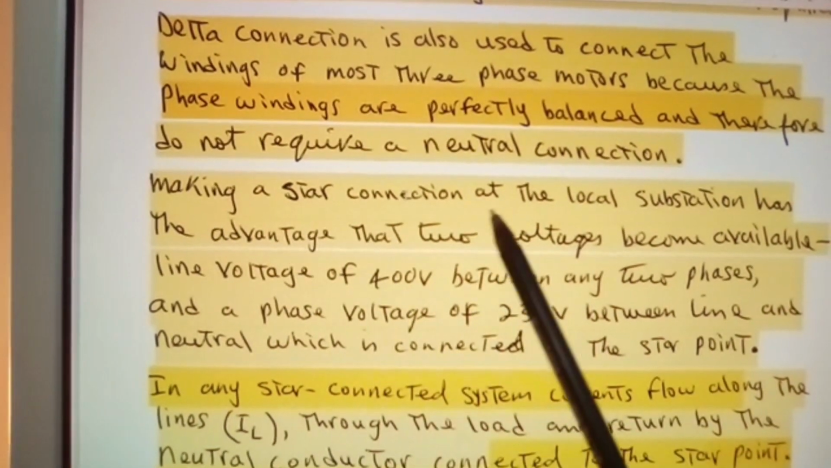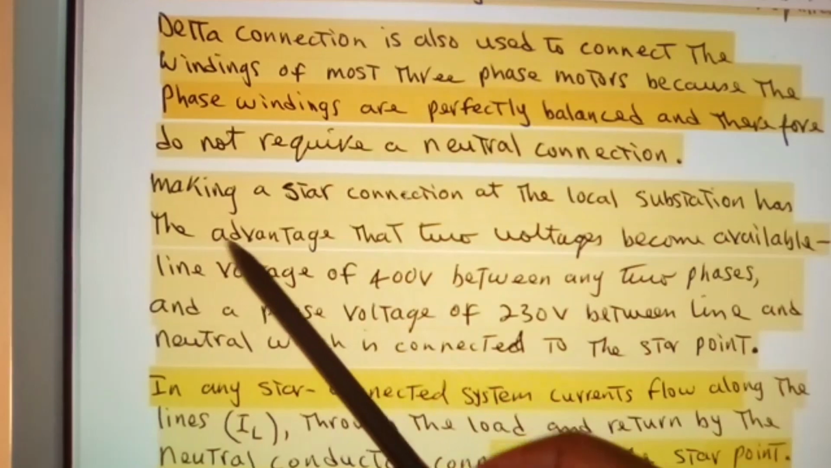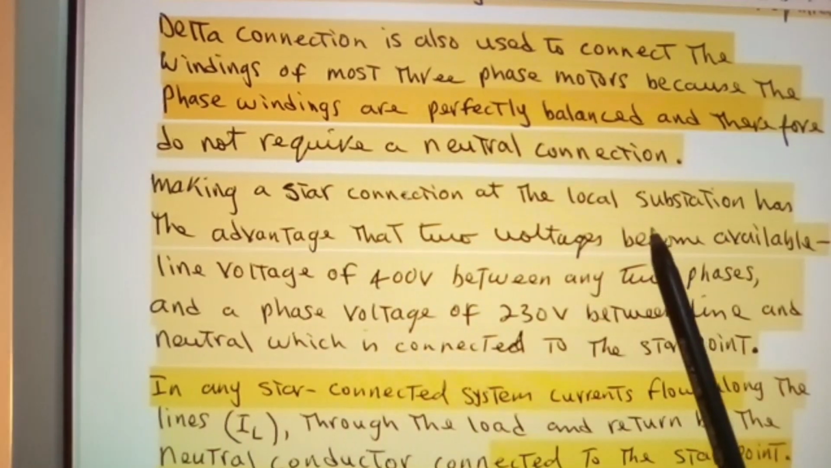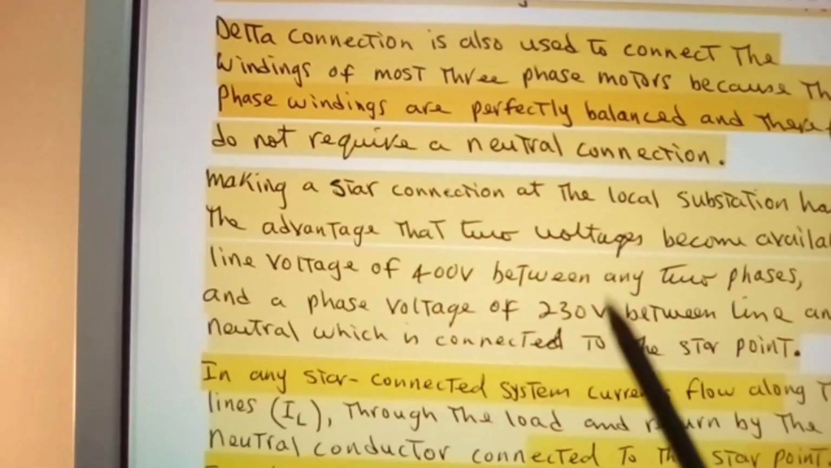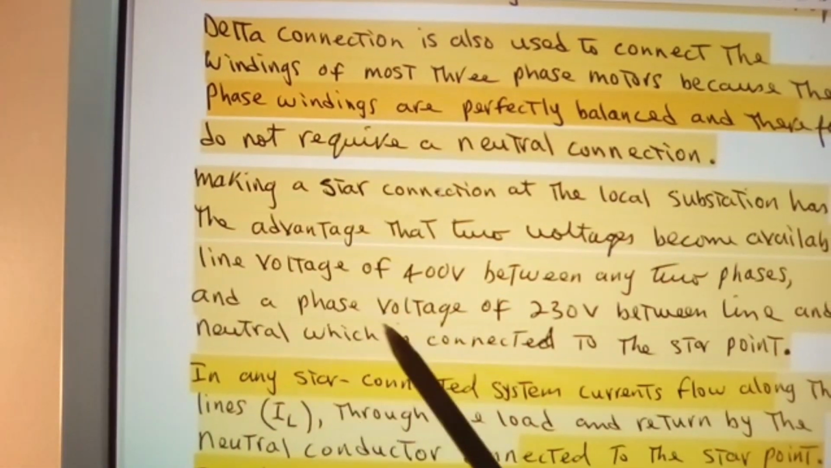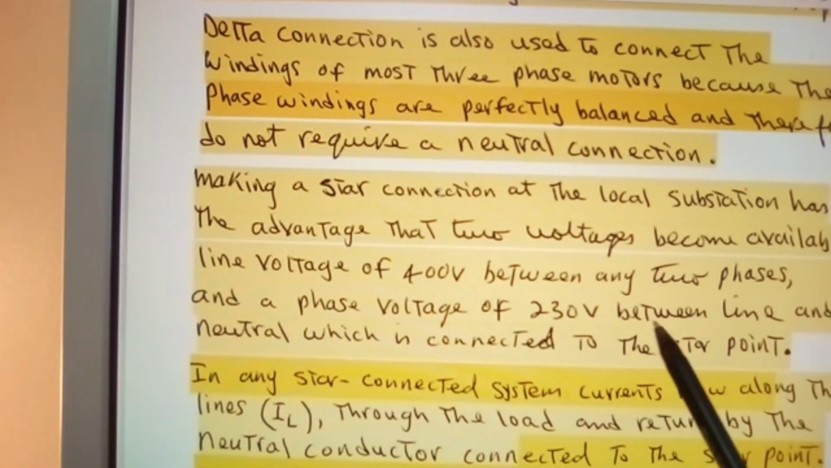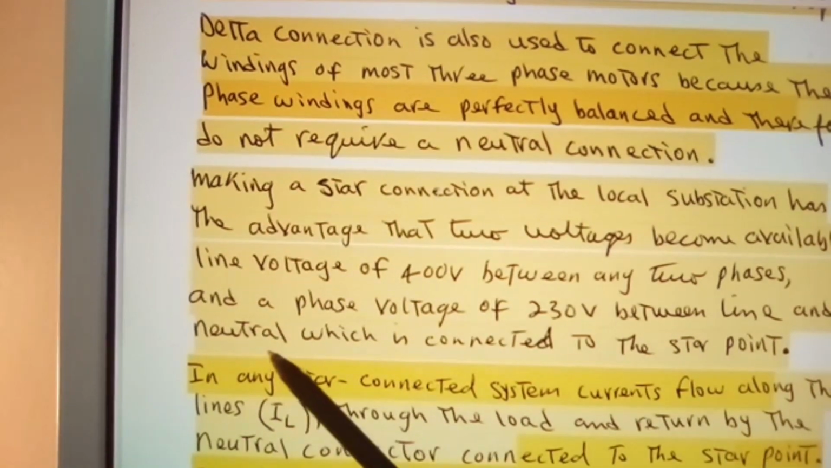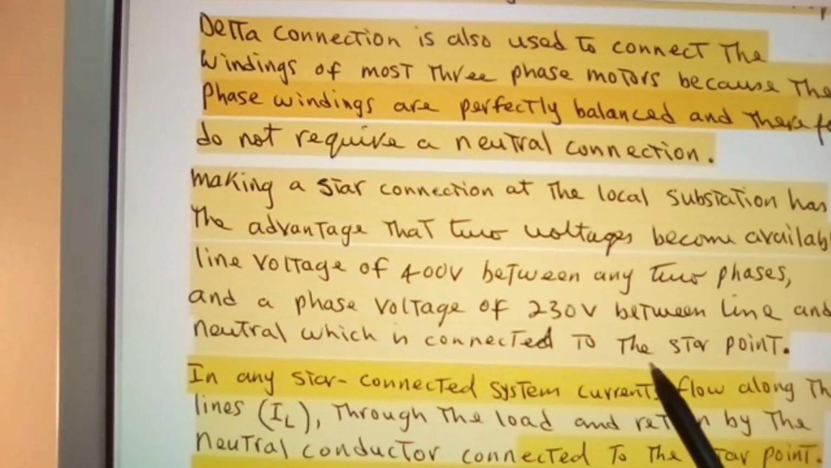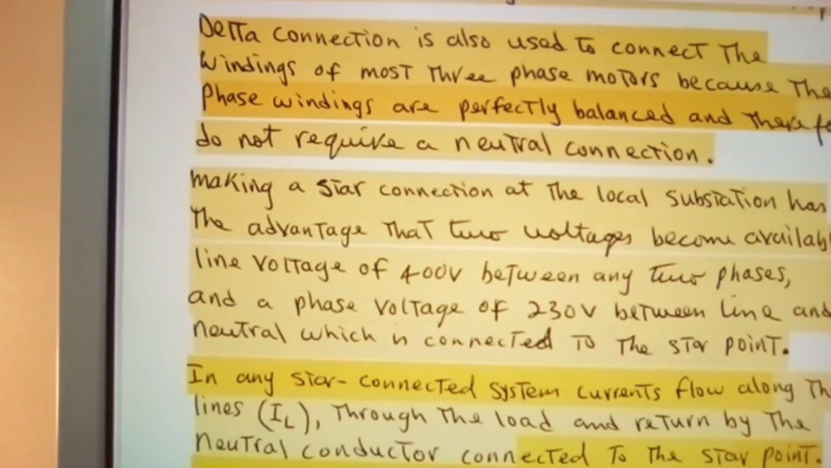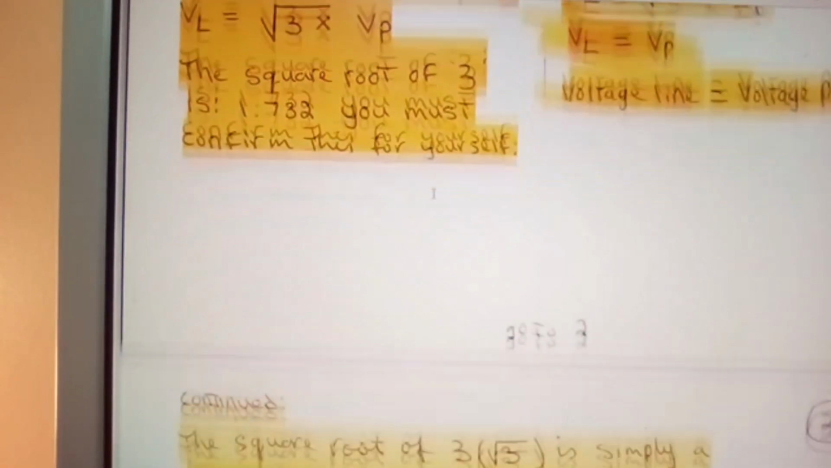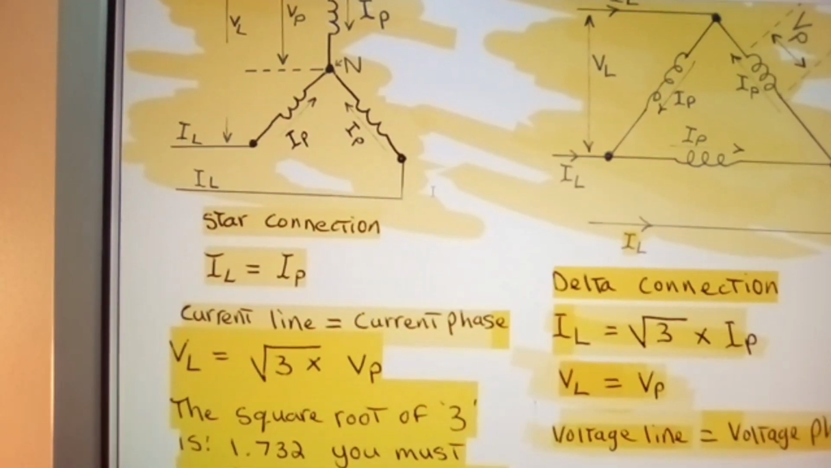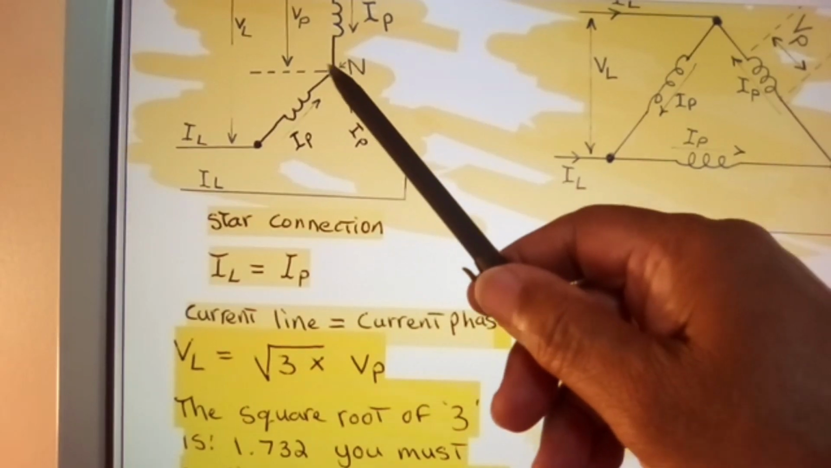Making a star connection at the local substation has the advantage that two voltages become available: a line voltage of 400 volts between any two phases, and a phase voltage of 230 volts between line and neutral, which is connected to the star point. And the star point is here. That is your star point, okay?